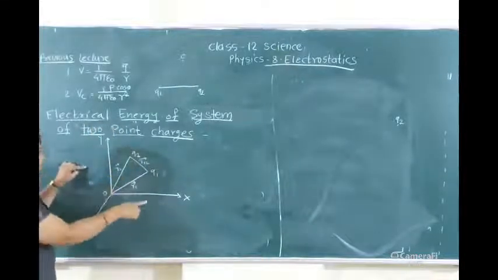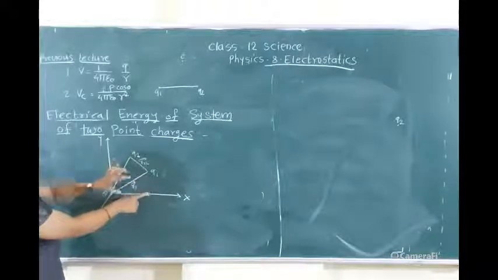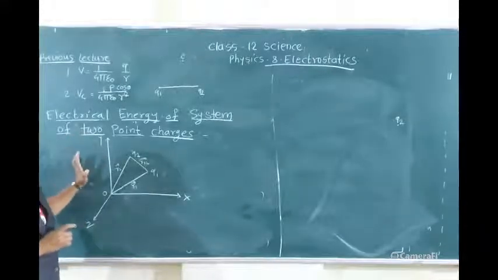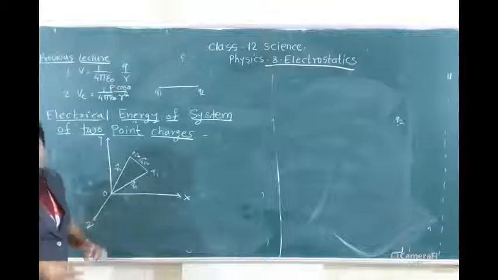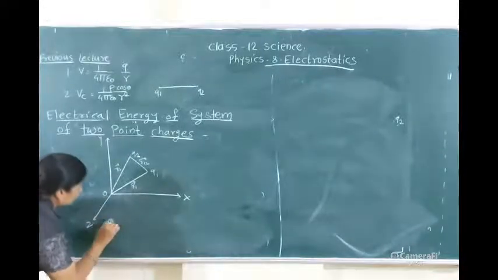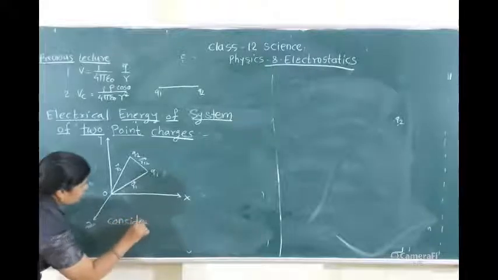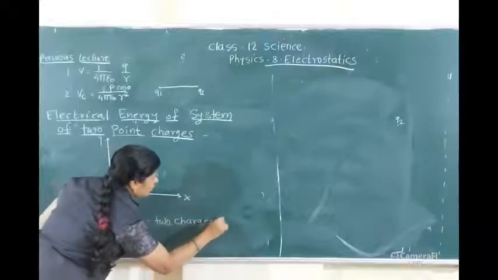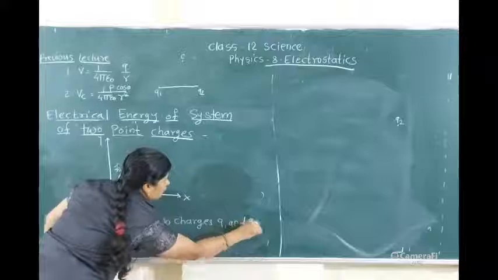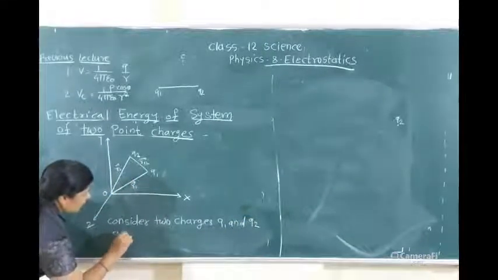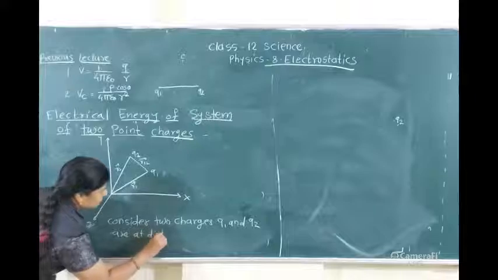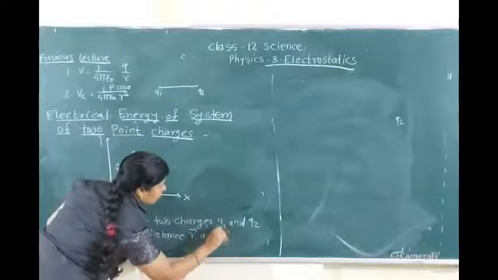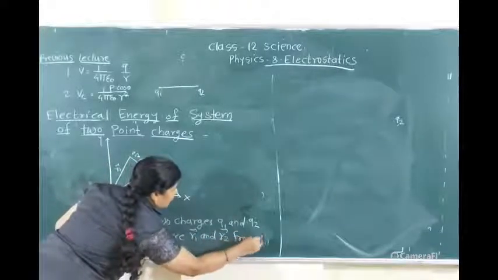Now we consider this a system because these two charges are in this coordinate system, and we have to find out the electrical energy of this total system. So let's find out. Consider two charges, say Q1 and Q2, at distances R1 and R2 from point O.